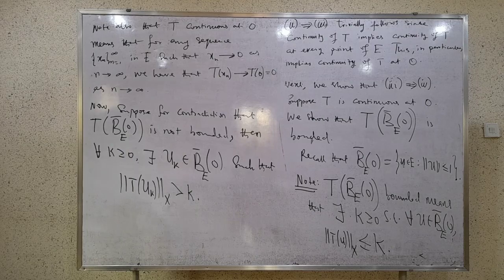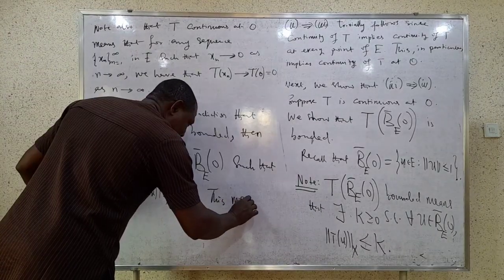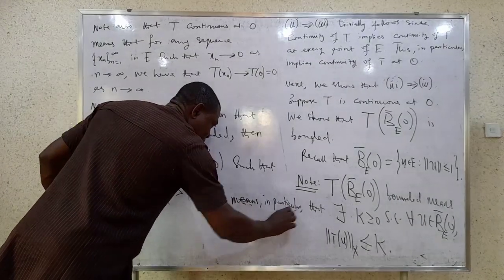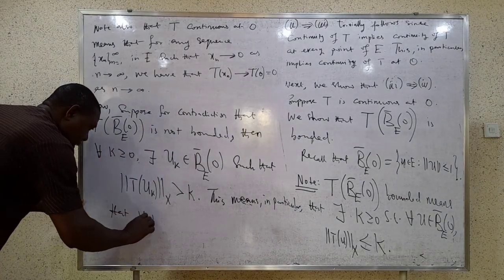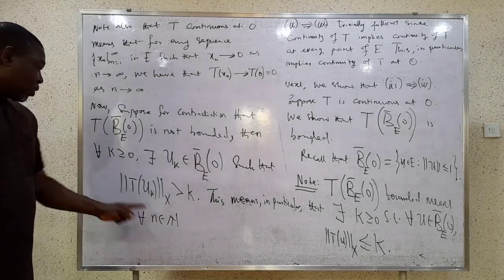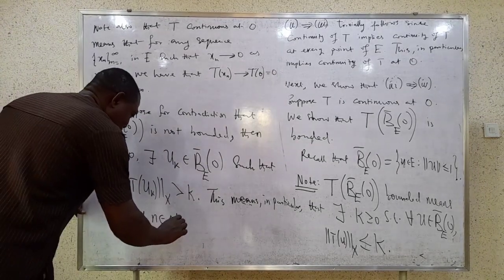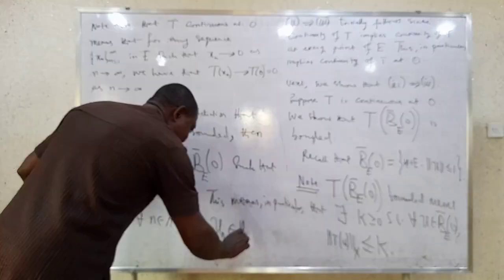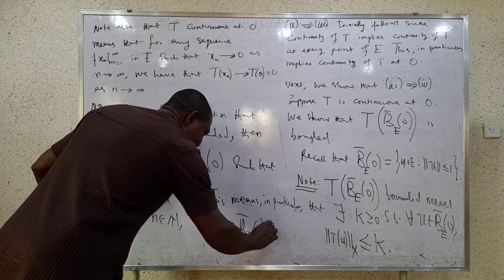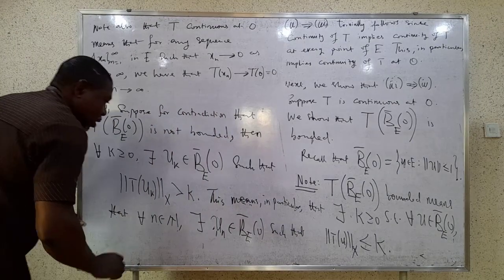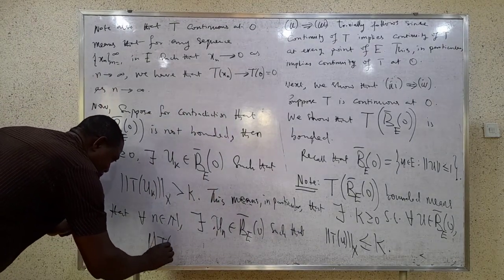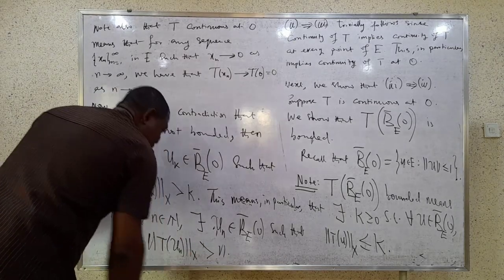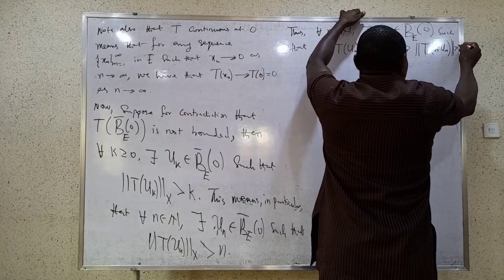Now, if this is the case, it means in particular that for any natural number n I pick, there exists u_n in the closed unit ball, so that when you evaluate the norm of T of u_n, we'll get something that is greater than n. Clear? That's all. Is greater than n.